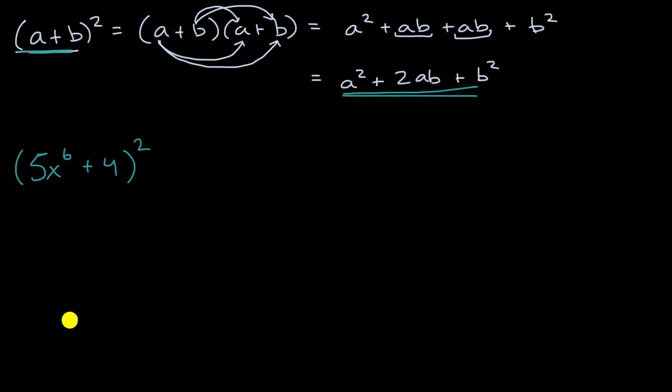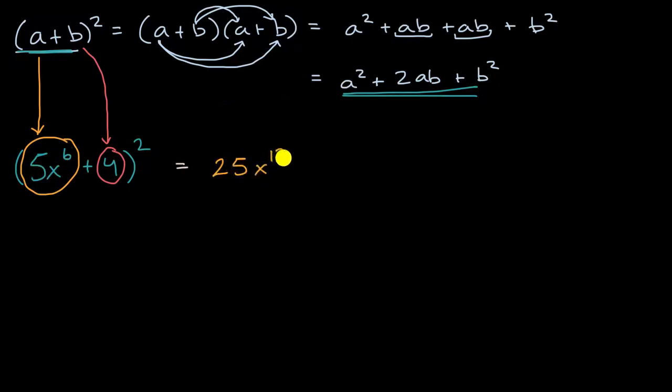Well, there's several ways you could approach this. You could just expand this out the way we just did, or you could recognize this pattern that we just established, that if I have an a plus b and I square it, it's going to be this. And so what you might notice is the role of a is being played by 5x to the 6th right over there, and the role of b is being played by 4 right over there. So we could say, hey, this is going to be equal to a squared. We have our a squared there. So what is a squared? Well, 5x to the 6th squared is going to be 25x to the 12th power.